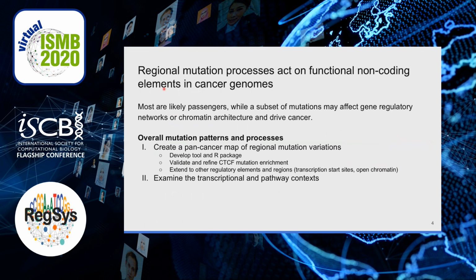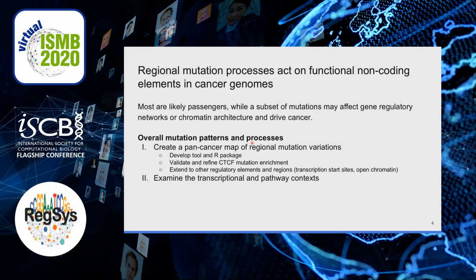And so this brings me to the overall hypothesis that regional mutational processes act on functional non-coding elements in cancer genomes. Most mutations are likely passengers, while a subset may affect gene regulatory networks, chromatin architecture, and drive cancer. And so the first aim is concerned with overall mutation patterns and processes across entire classes of sites.